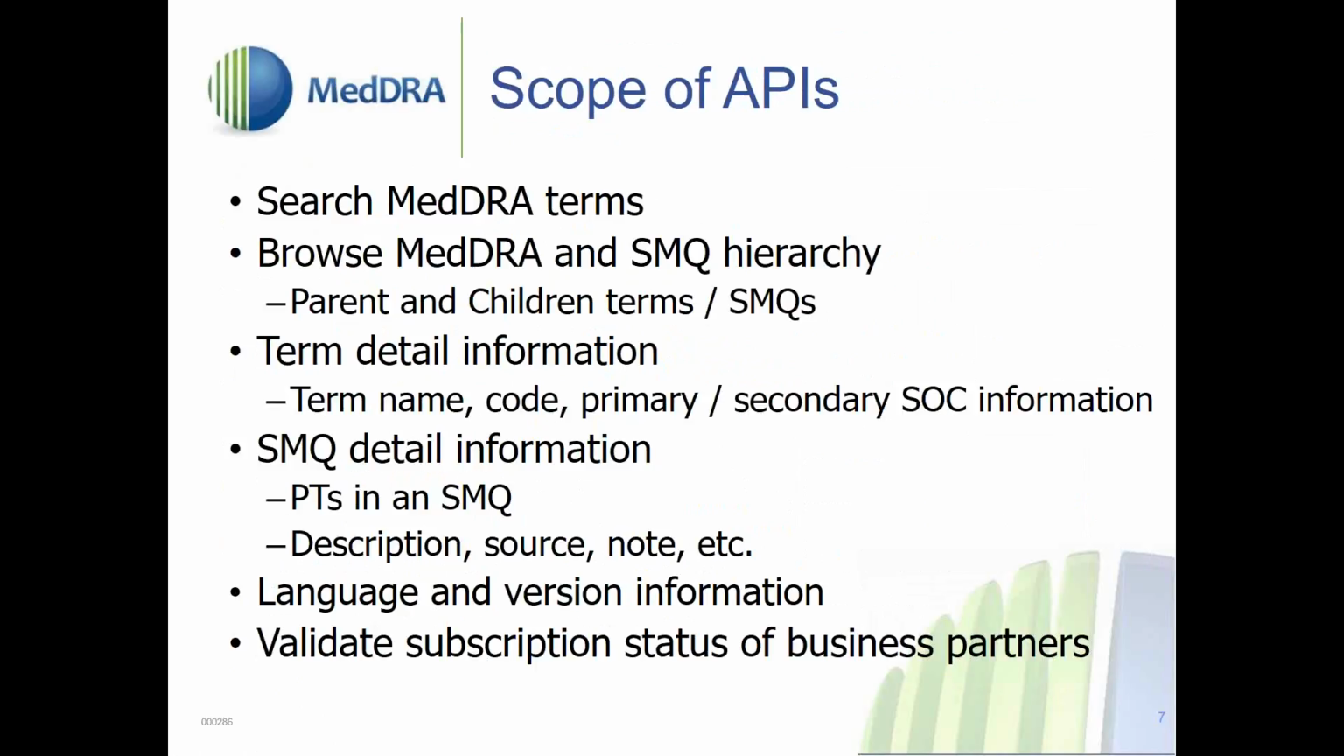Additionally, for those of you that have used our self-service application, there's an API that will help you validate the subscription status of your business partners. So everyone knows that as part of your MedDRA subscription, if you're going to exchange MedDRA coded data with your business partners, both partners need to have a subscription. This is a way to validate that that business partner has a valid MedDRA license.